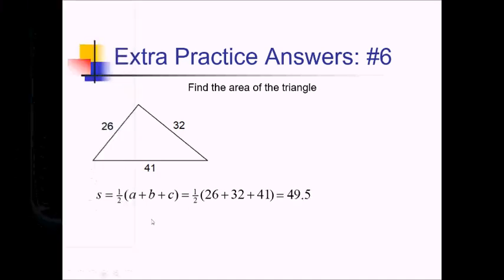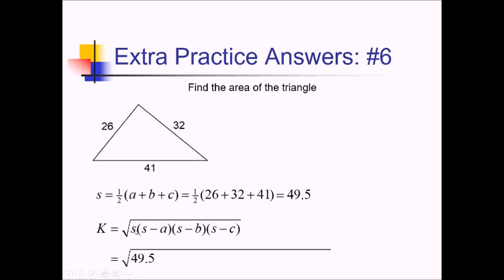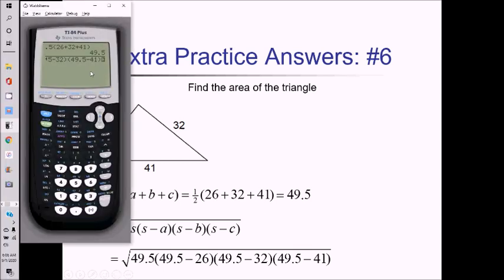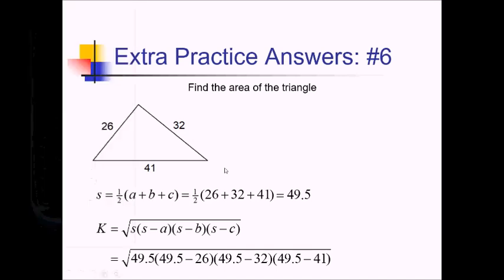And now let me do the K formula, square root of S times S minus A and all the rest of that. So we have the square root of 49.5, the S value. And now we have the S value minus all three sides. So 49.5 minus 26, 49.5 minus 32, and also 49.5 minus 41. Let's plug all that into the calculator. Square rooting that whole big mess on the calculator, we end up with about 415.97. So if we round that to the nearest tenth, that's 416.0.